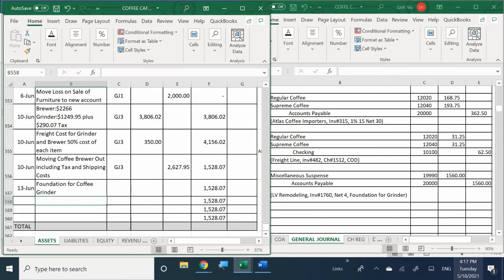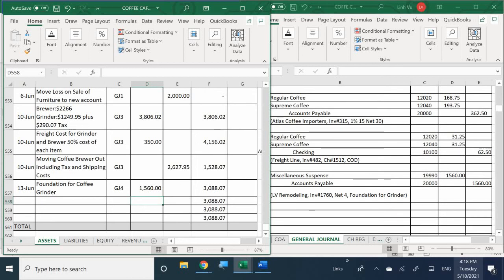Okay. General journal number 4. And we are increasing the coffee grinder by 1560. So now my coffee grinder is outstanding at $3,088.07. Okay, so now that we updated this, it's now worth $3,088.